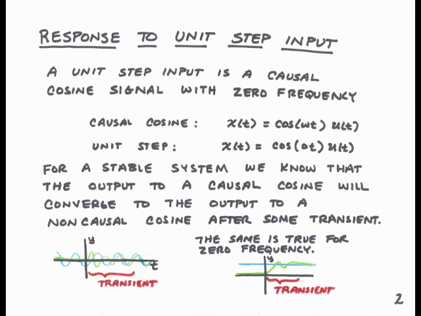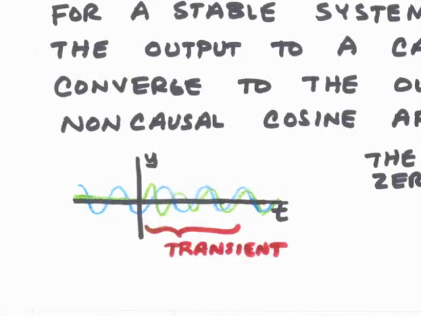So we know how a system responds to a constant input, a non-causal constant input. What about how it responds to a causal constant input? That would be a unit step. The causal cosine is x of t equals cosine omega t u of t, and the unit step is x of t equals cosine 0t u of t. We know if the system is stable that the output to a causal cosine will converge to the output to a non-causal cosine after some transient has died out.